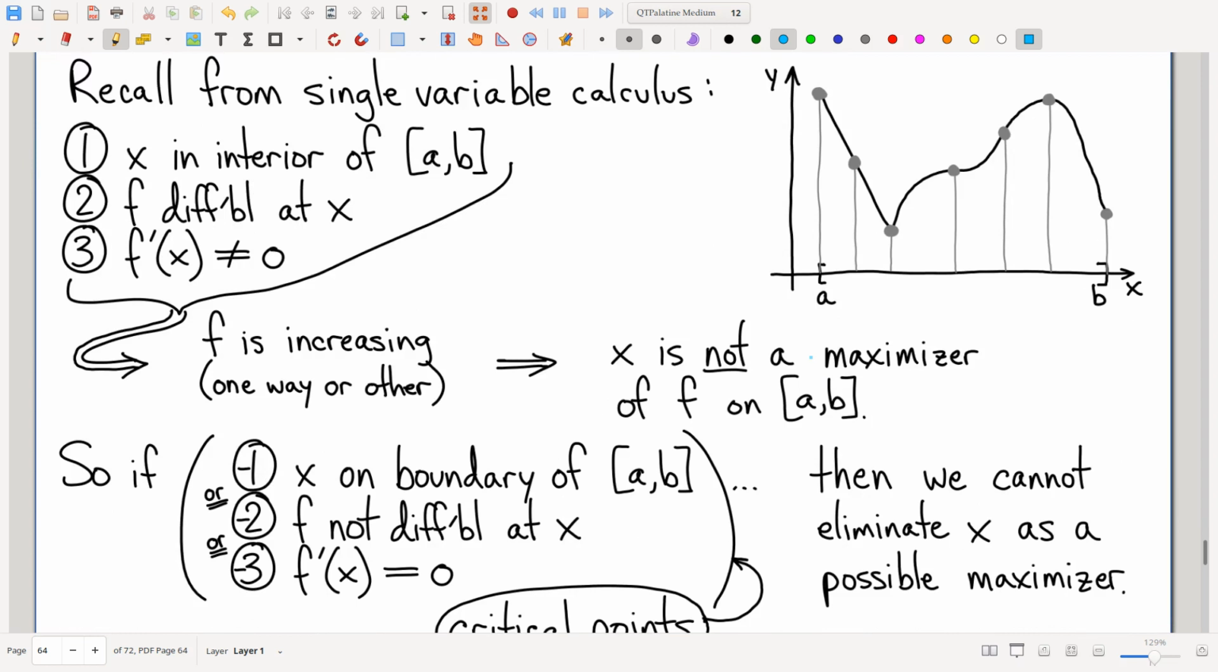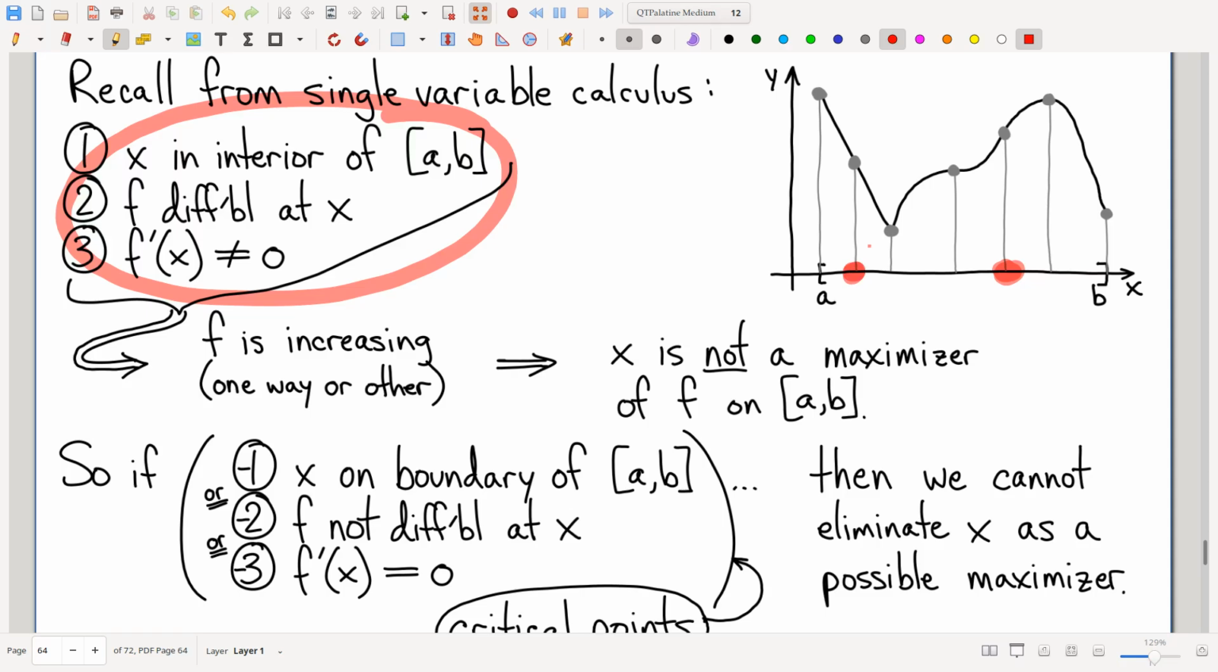Y'all know how to do single variable calculus. Y'all probably have seen at some point in the past that if a point, let's say this one, satisfies these three conditions, then there's absolutely no way that could possibly be a maximizer. The reason why is, and by the way, here's another point that satisfies those three conditions.